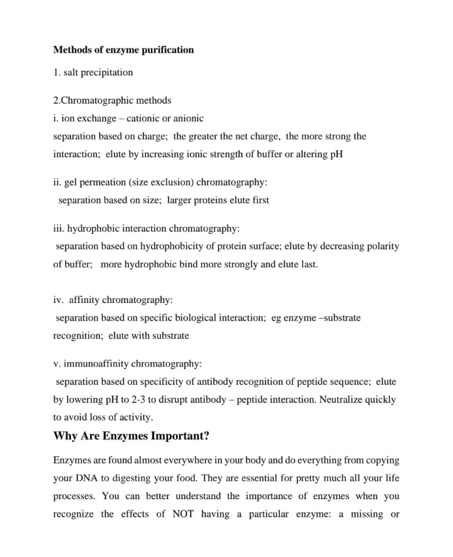Second is gel permeation, size exclusion chromatography. This is a separation based on the size, larger protein elutes first. Third is hydrophobic interaction chromatography. Separation based on hydrophobicity of protein surface, elute by decreasing polarity of buffer. More hydrophobic bind more strongly and elute last. And fourth is affinity chromatography. In this chromatography, separation is based on specific biological interaction. For example, enzyme substrate recognition, elute with substrate.